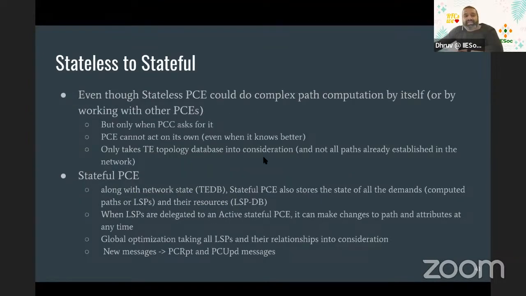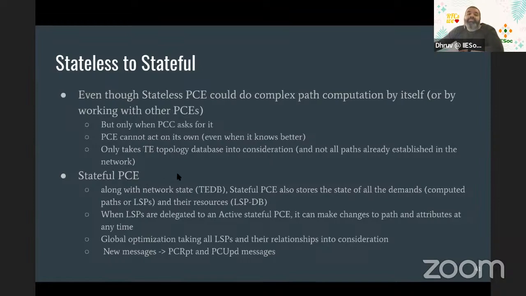Initially, PCEP was stateless. That means it was just a server. It didn't used to remember things. It had the topology, and that's it. You can ask for a path. It will compute a path, and then forget what path it computed and let the state be maintained on the network device only.